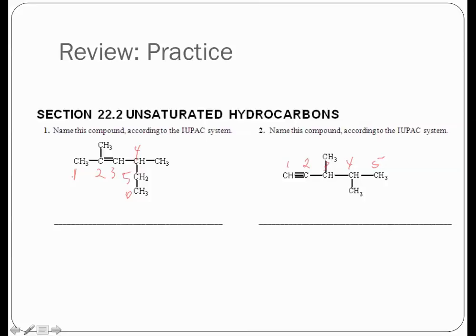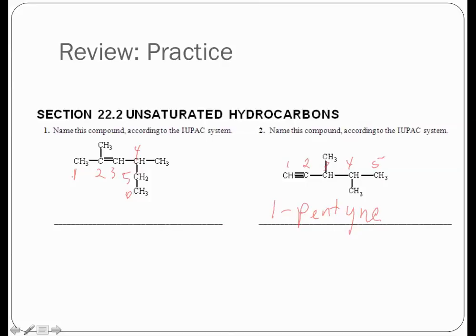This one would be a 1-pentyne. As you can see, we have a triple bond at that first carbon, and it's associated with the longest continuous carbon chain of 5 carbons. So we call that 1-pentyne because we want the lowest number associated with the triple or double bond.